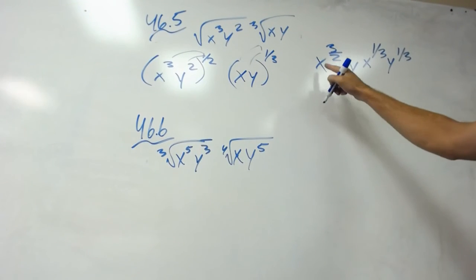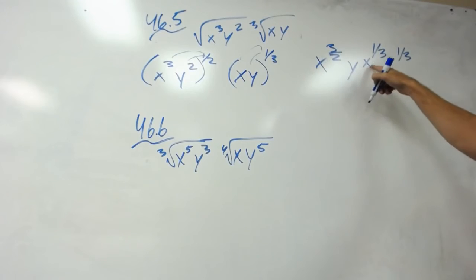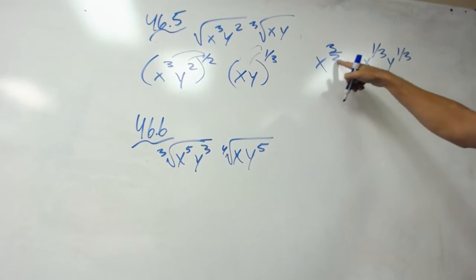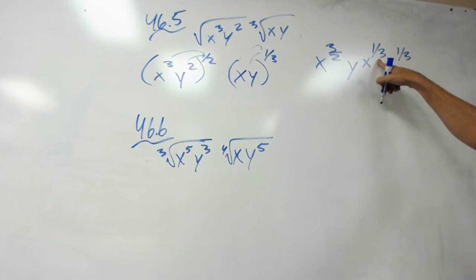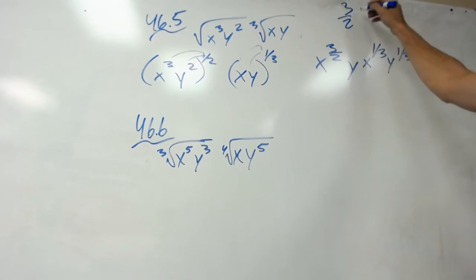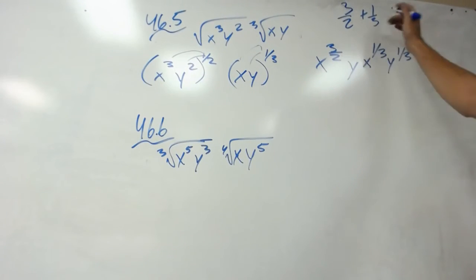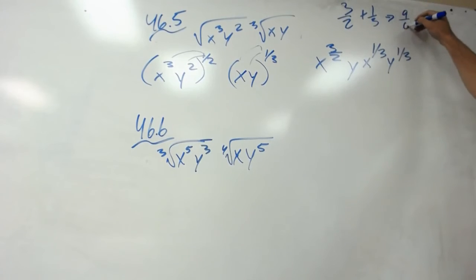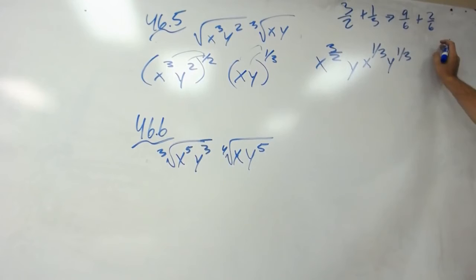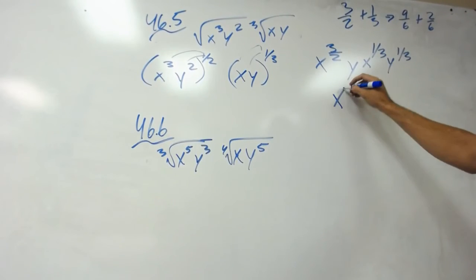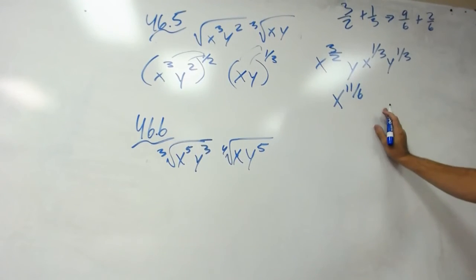So we got x and x. Their fractions are 3 over 2 and 1/3. So we add 3 over 2 plus 1 over 3. Common denominator of 6. So if we multiply everything by 3 here, that would be 9 over 6 plus, multiplied by 2 in that one, so 2 over 6. So you get 11 over 6 for x. So x to the 11 over 6 power.